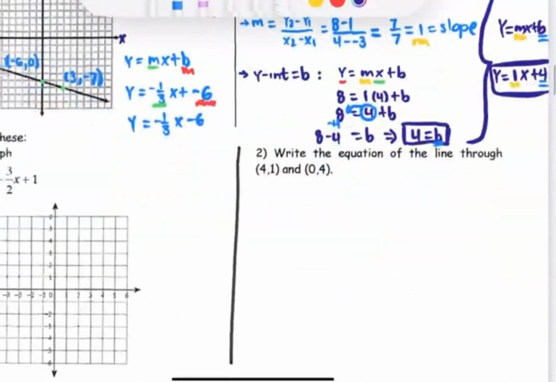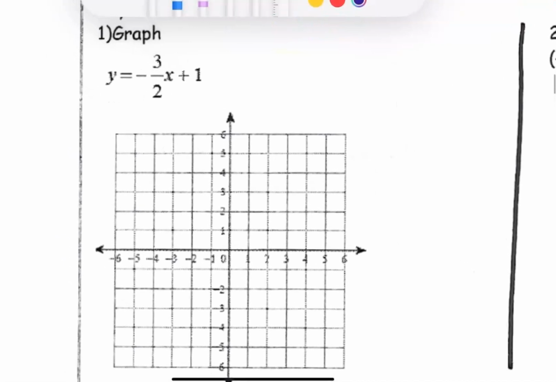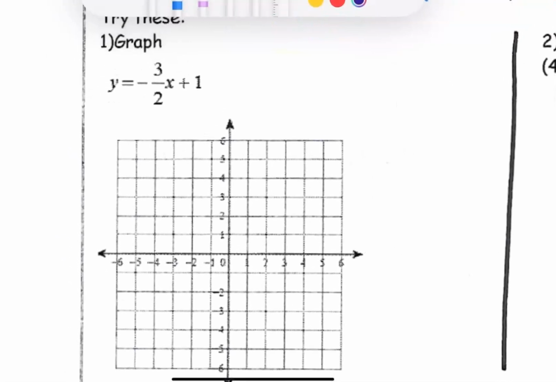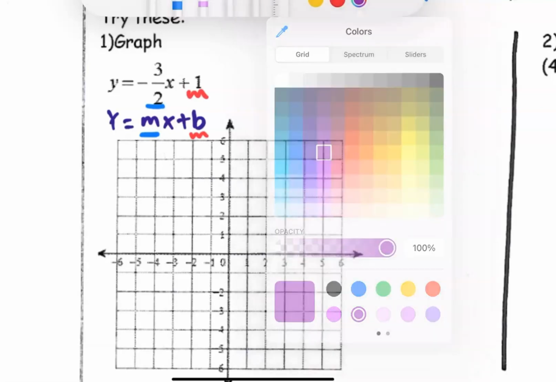Now we're going to go over 2 more problems before I turn you loose. Let's go ahead and graph this equation. Remember, you have y is equal to mx plus b. The m is next to the x, and then I have the b, which is the number by itself. So I can go ahead and graph this.